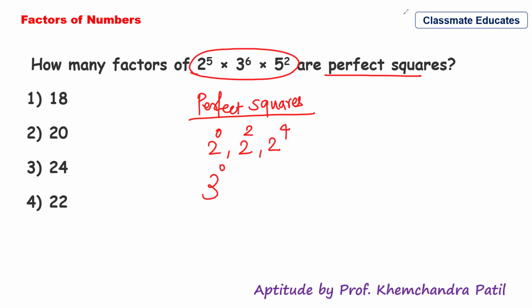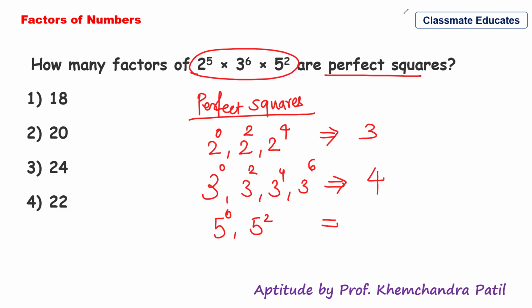Now which powers of 3? 3 raised to 0, 3 raised to 2, 3 raised to 4 and 3 raised to 6 are also okay. In case of 5, it is 5 raised to 0 and 5 raised to 2. So how many powers of 2? That is 3. How many powers of 3? That is 4. And how many powers of 5? That is 2. So take the product of this. 3 fours are 12, 12 twos are 24. So there are 24 factors of this particular number which are perfect squares. Now for perfect cubes, what did we see? The power should be a multiple of 3, that is 0, 3, 6 like that. Okay.